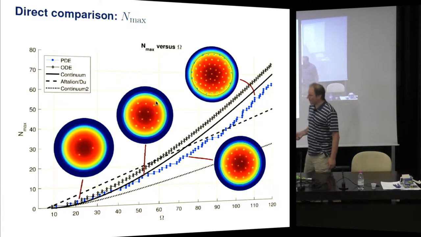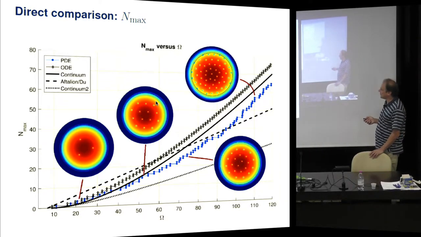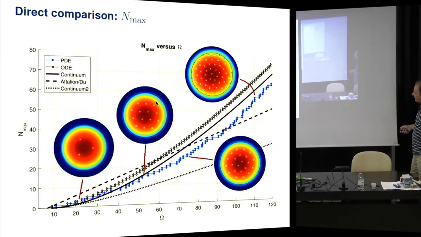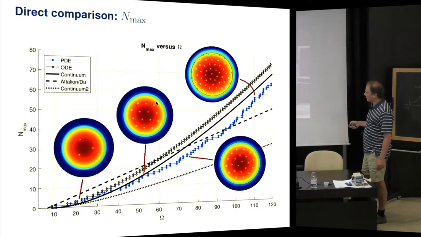But what's amazing is the prediction of the n maxes. That's the main thing that we're interested in. So this is a little bit busy plot. Let me explain it. So here I decrease omega, and I see the number of vortices. As I decrease omega, the number of vortices goes down. Okay, and there are a bunch of curves. Let's start with this curve here, the blue one, which is the full PDE simulation. And as I decrease the omega, I track the number of vortices in each one of the snapshots, and it goes down.